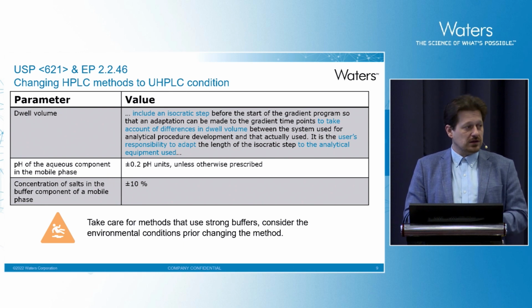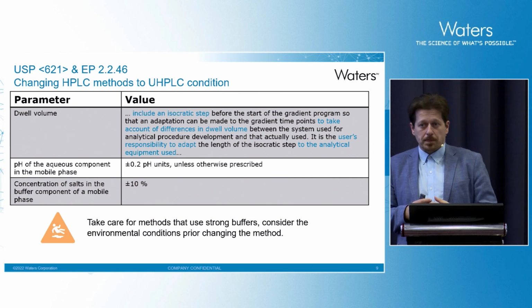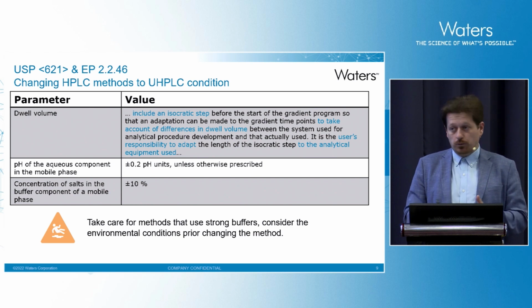So using that can decrease the lifetime of the column. This is why, if strong buffers are involved, I personally recommend going from, let's say, 5 micron to 2.5 or 3 micron, but not going to 2 micron. Yeah? Just to have fewer troubles afterwards.